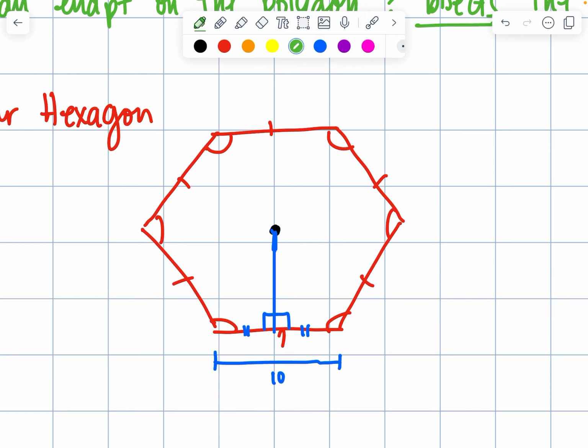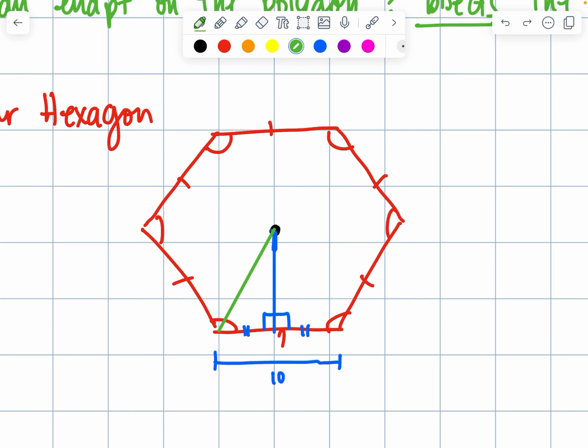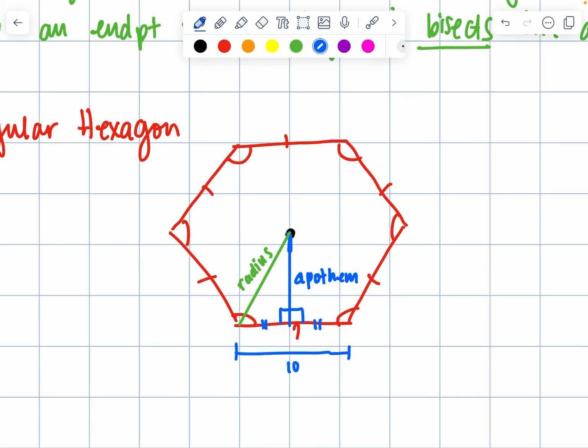Then we could draw a radius. A radius goes to one of the endpoints. So the endpoint would be right here where pretty much we have a change of direction. And there is your radius, because if you think about it, if we had a circle going around this, it would be a radius of that circle. Okay, so here's your radius. In other words, the radius is the hypotenuse, because we have a right triangle here, and the apothem is one of the legs. All right, so there we have it. That is how we need to break this down.